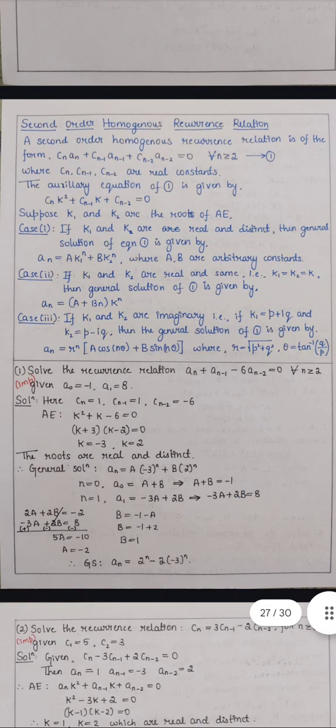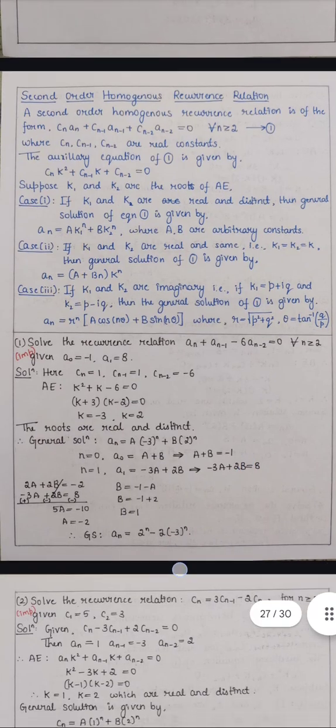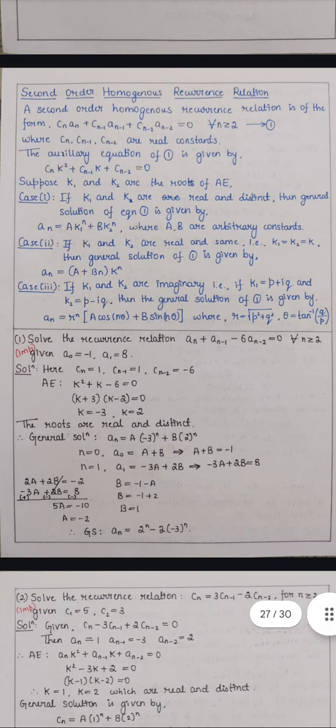Second order homogeneous recurrence relation. A second order homogeneous recurrence relation is of the form Cn an plus Cn minus 1 an minus 1 plus Cn minus 2 an minus 2 equals 0, where Cn, Cn minus 1, Cn minus 2 are real constants.